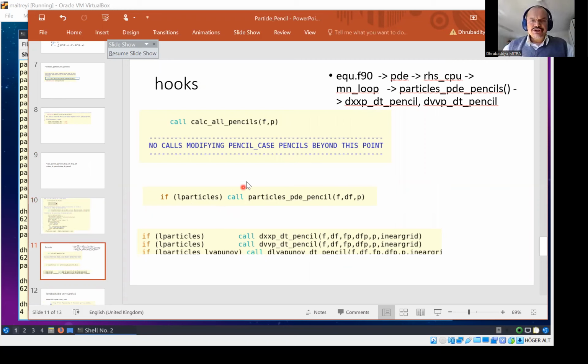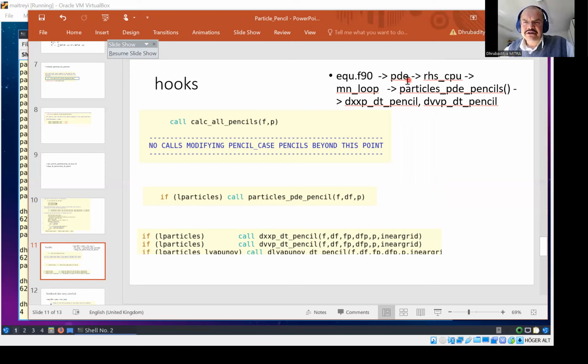Okay, quick question. Have you thought about what is the most useful Linux command while dealing with the Pencil Code? Grep, absolutely, yes. Grep is your best friend. So start with equ.f90. Inside there is a subroutine called PDE. That's where the PDEs are actually being solved.